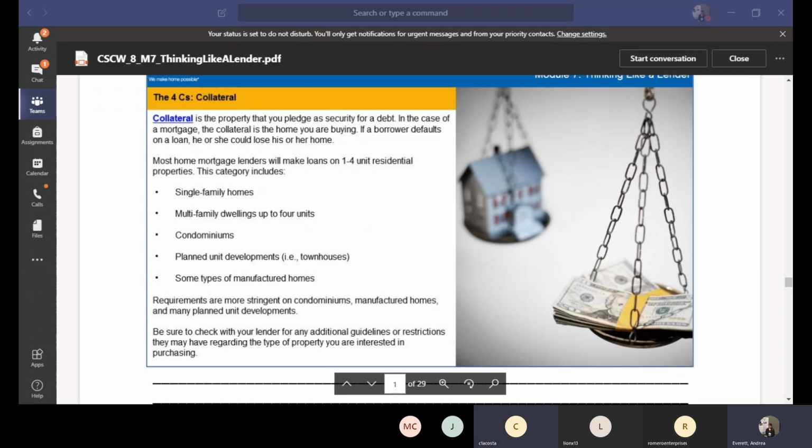Another factor in determining your credit worthiness is collateral. Collateral is the property that you pledge as security for a debt. When you obtain a mortgage, the collateral is the home you are buying. So if a borrower defaults on a loan, he or she could lose his or her home, okay? Most home mortgage lenders will make loans on 1 to 4 unit residential properties, which include single family homes, multifamily dwellings up to 4 units, condominiums, and townhouses. So those are like duplexes and quadruplexes and things like that, okay?